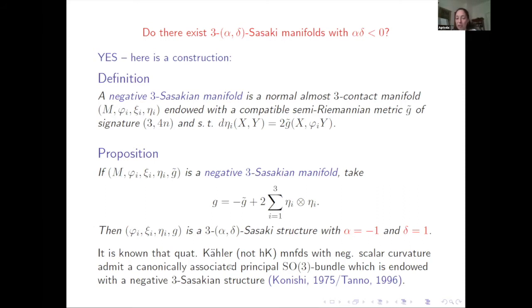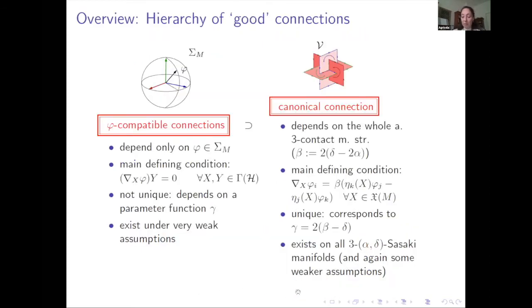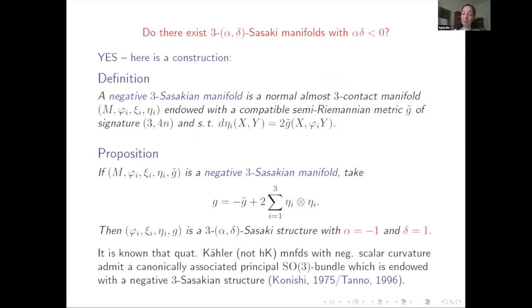And it is known that quaternionic Kähler manifolds, which are not hyperkähler, with negative scalar curvature, are going to admit an associated principal Sp(1) bundle, which is negative 3-Sasakian. These are the old works by Konishi from the 70s, continued by Tanno in the 90s. So we have a construction.